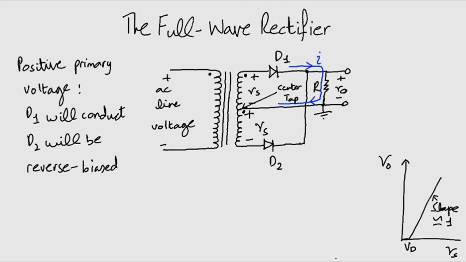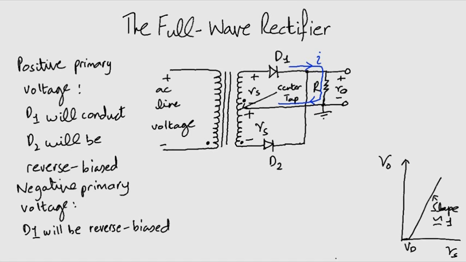In the negative cycle, both voltages labeled Vs will be negative. D1 will be reverse biased and D2 will conduct. Notice the reverse polarity on the voltages. The current will be conducted through D2 and R in this direction, then back to the center tap.